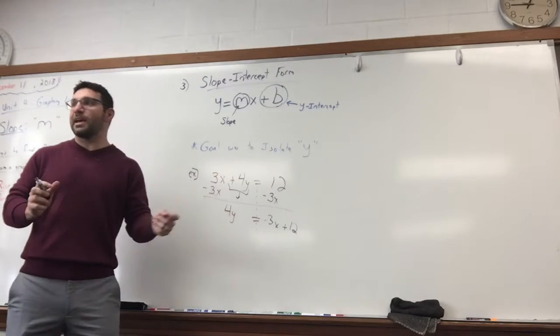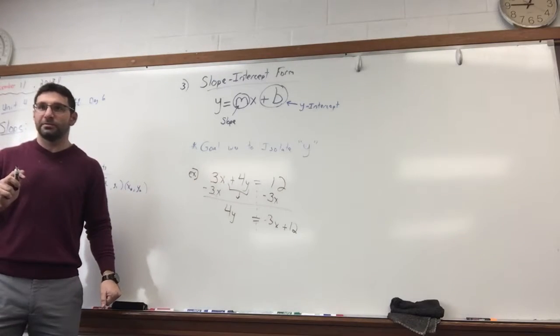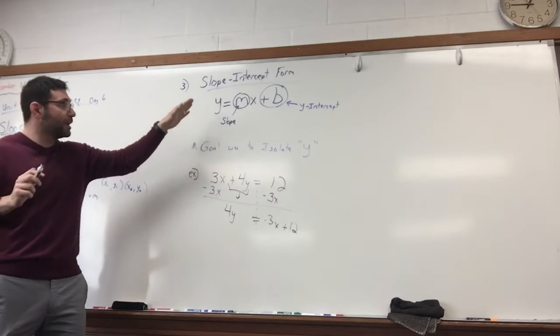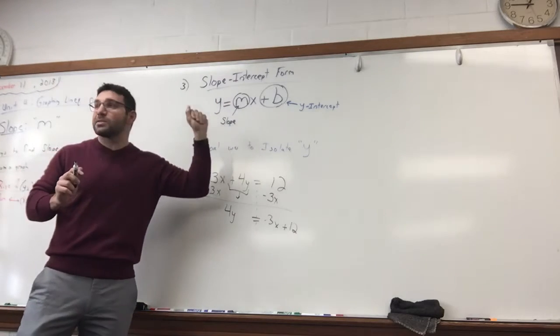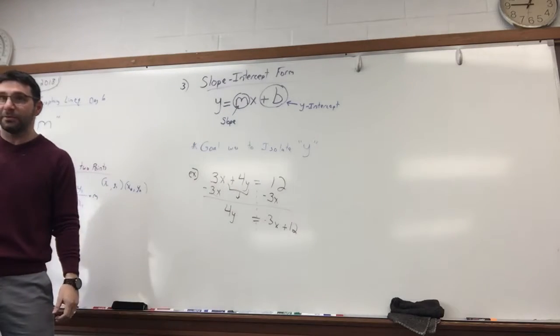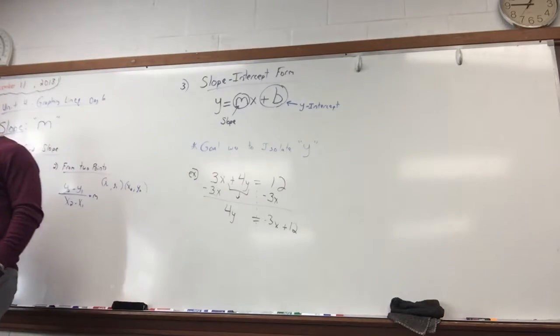Now listen, look what I've done. Where is my x at? Is it farther away from my equal sign or closer to my equal sign? Closer. Because the form for slope-intercept form is y equals mx plus b. The x term is closest to my equal sign. Still with me? Okay, now what?